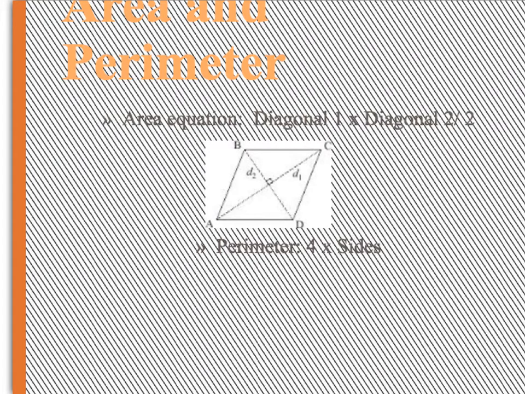Area and perimeter. The area equation is diagonal 1 times diagonal 2 divided by 2. Perimeter is 4 times the side. The vertices of the diagonals will form a 90-degree angle as shown right there. That is the same for all 4 angles.